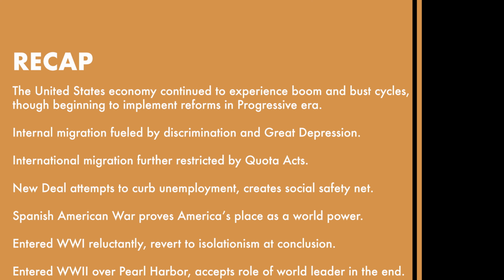Alright, here's the recap of everything that is coming up in this historical period. The United States economy continued to experience boom and bust cycles, though beginning to implement reforms in the Progressive Era. Internal migrations were fueled by discrimination and the Great Depression. International migrations were further restricted by the Quota Acts. The New Deal attempted to curb unemployment and created social safety nets.